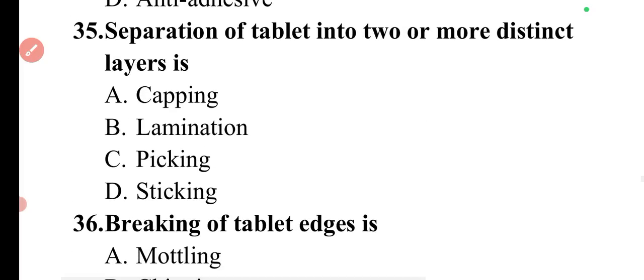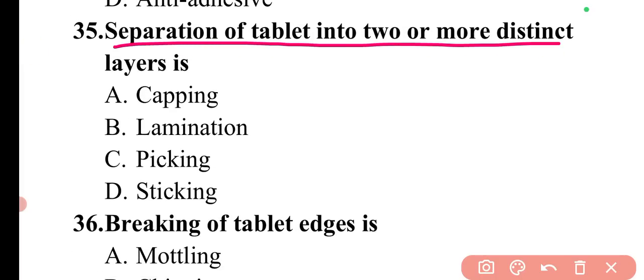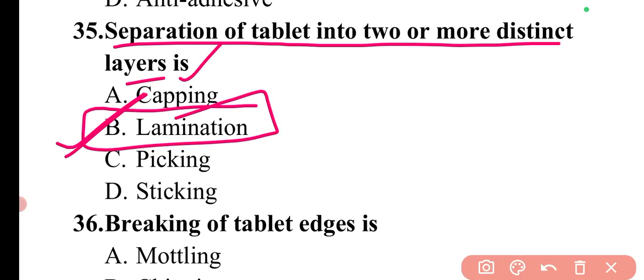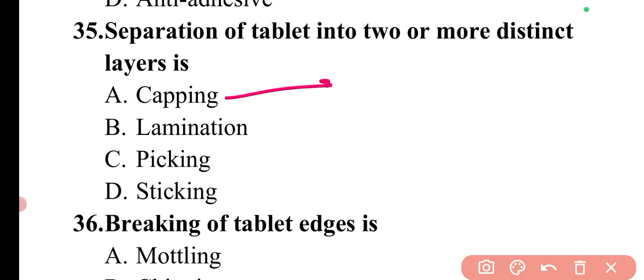Then coming to next question. The question is, separation of a tablet into two or more distinct layers is. If the tablet is separating into two or more distinct layers, then this will be the lamination defect. So option B is correct. If I talk about the capping defect, the term capping is used when either the upper or lower part of the tablet separates horizontally, either partially away from the main body or completely to form a cap. So this is the capping defect.